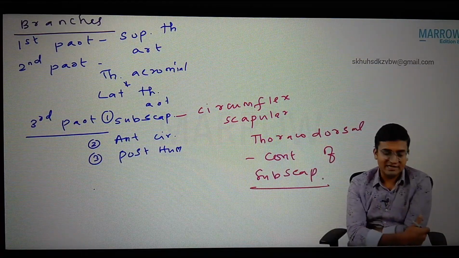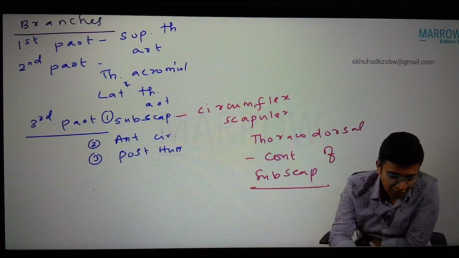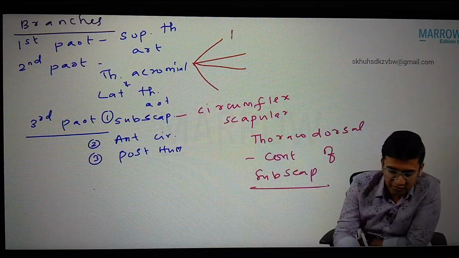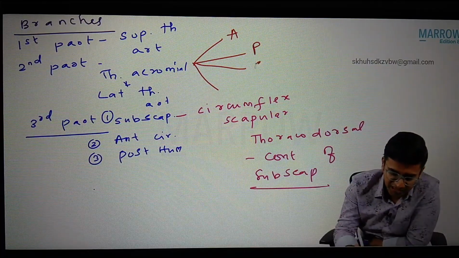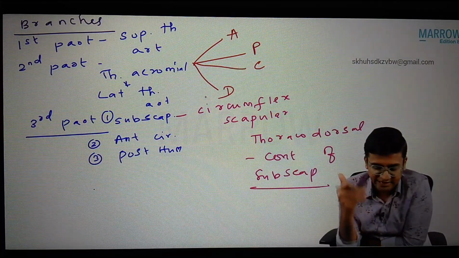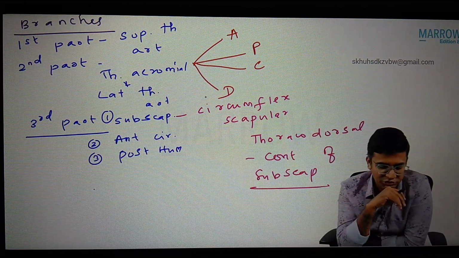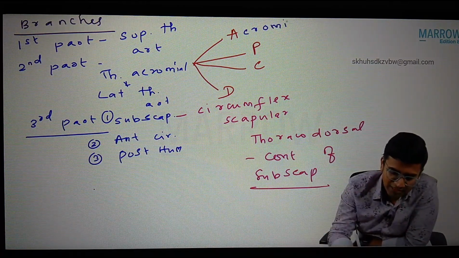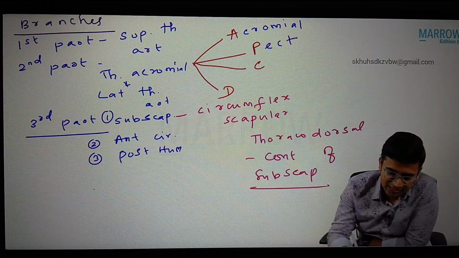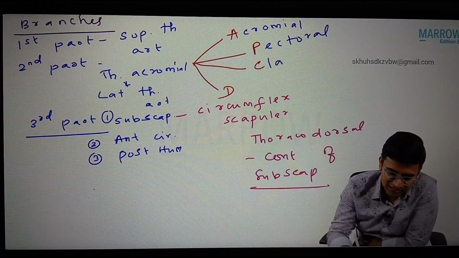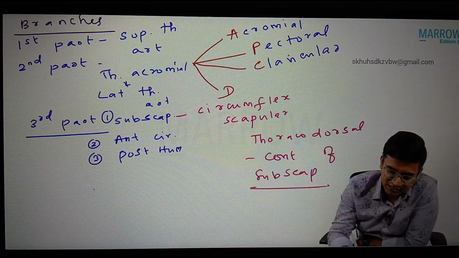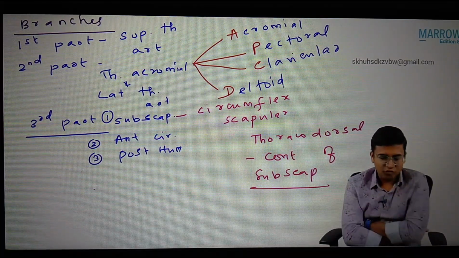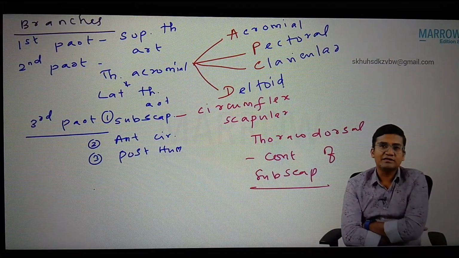Next, thoracoacromial artery. The thoracoacromial artery gives four branches. Now the mnemonic is A, P, C, D, not A, B, C, D. So what is A? A is the acromial branch. P is the pectoral branch. C is the clavicular branch. And D is the deltoid branch. So four branches are given by the thoracoacromial artery.